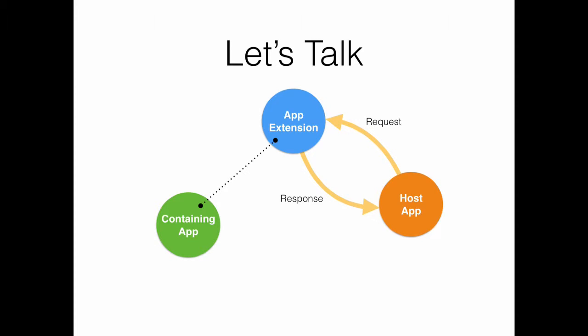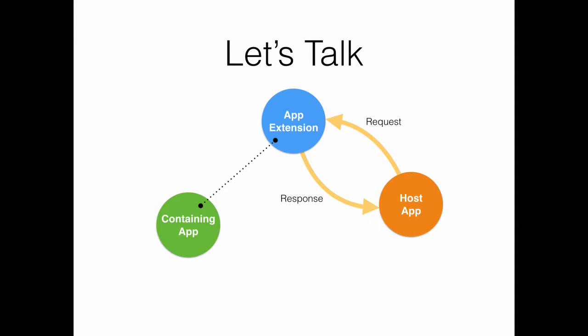So in the case of, say, an action or share extension, when you set up a UIActivityViewController, you're going to give it a list of activity items. Those activity items are going to get packaged up into a context, and that context is going to get sent over to the app extension via this request. How that works under the hood, the inter-process communication and so forth, is handled by the operating system. You don't have to worry about that. You just make a simple call.